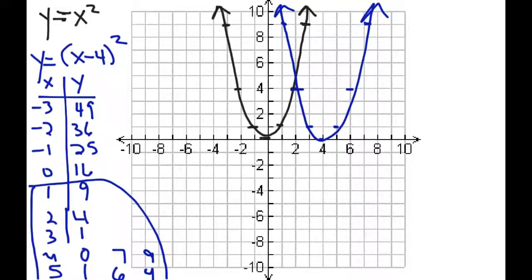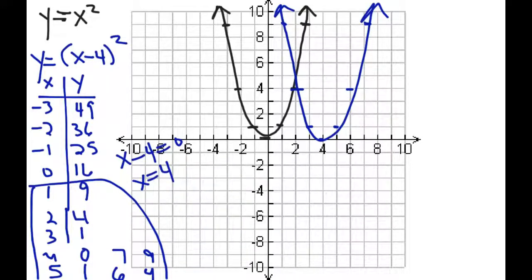Sometimes students don't like that. They don't like that it says minus 4. They think that minus, well, that's to the left, right? Well, if you think about it like this, take what's in the parentheses and set it equal to 0. Let's try that again. X minus 4 equals 0, so x equals 4.